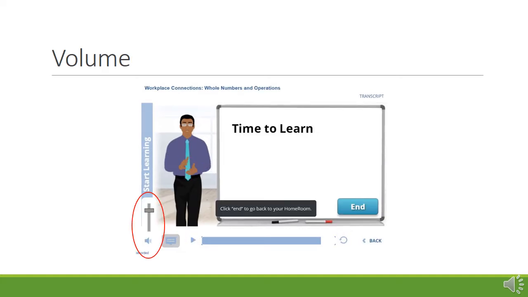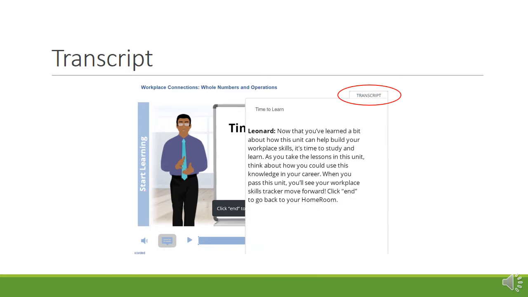Circled on the left side of the screen is the volume. If you click on this volume signal, it'll bring up this bar, and you can move the little horizontal bar up and down to decide how loud you want the video to be.